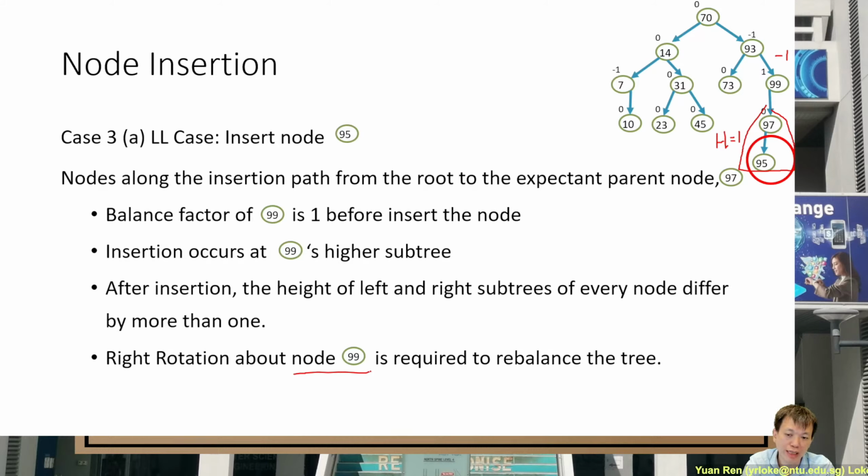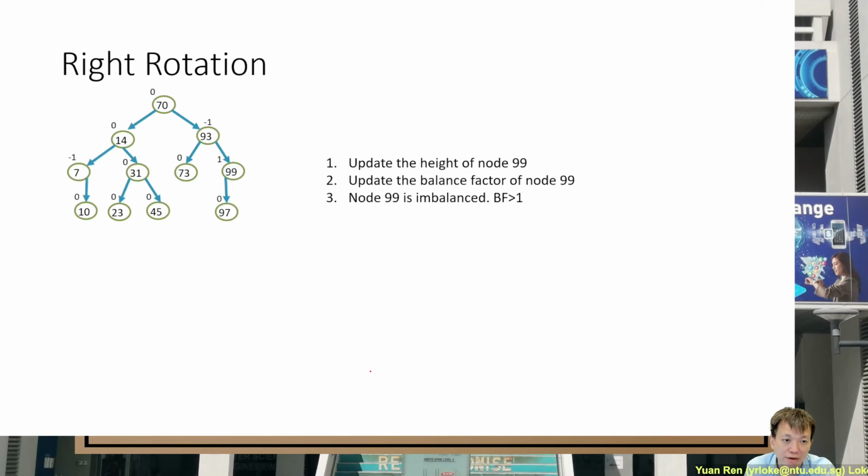And what is the idea? What does it mean to do a right rotation? You are trying to move some nodes on the left to the right, so that you can balance the balance factor at node 99. So that is the path.